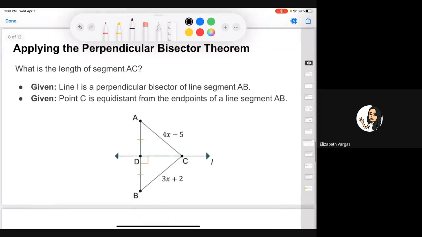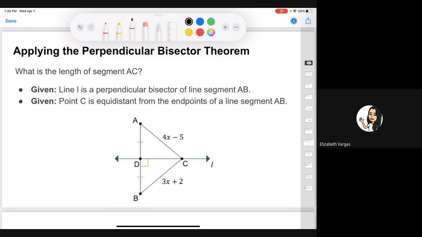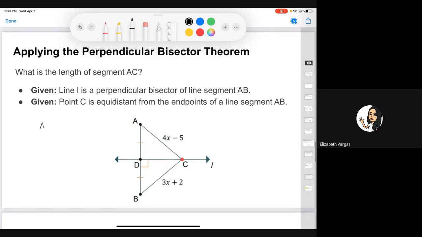So say that we wanted to answer a question using the perpendicular bisector theorem. Well, here we have, what is the length of segment AC? Line L is the perpendicular bisector of AB, and point C is equidistant from the endpoints of the line segment A and B. So basically, point C is equidistant from A as it is from B. Well, if it's equidistant, then that means that the length of AC and BC are the same. So let's plug in those equations.